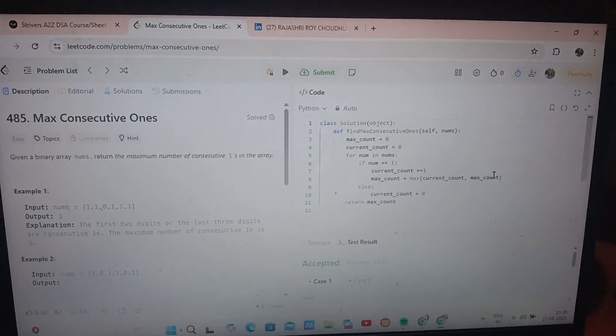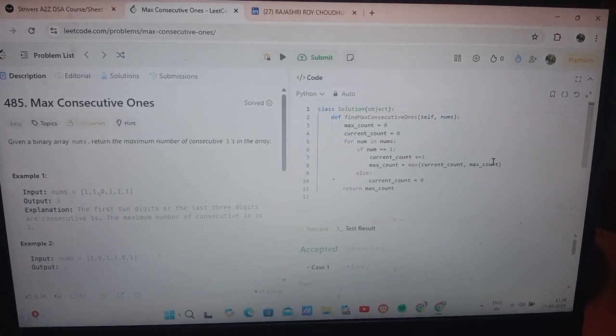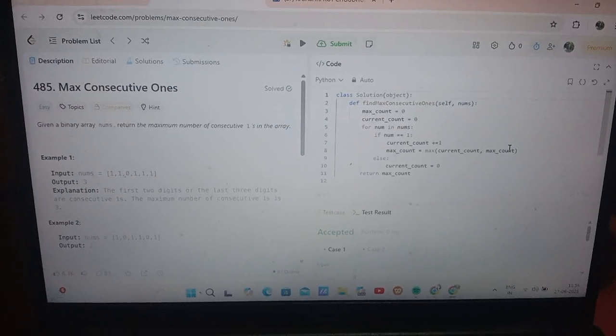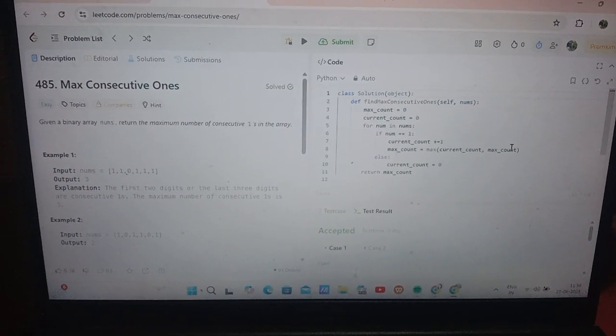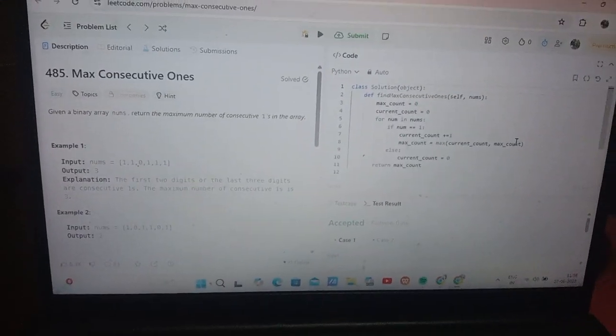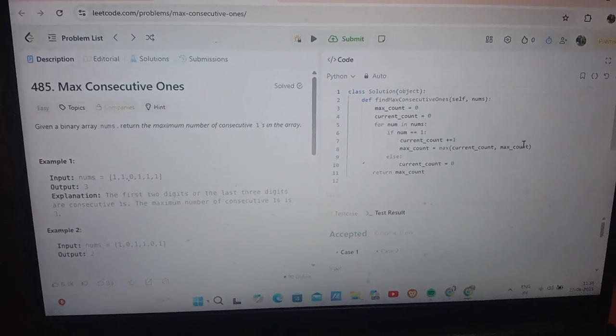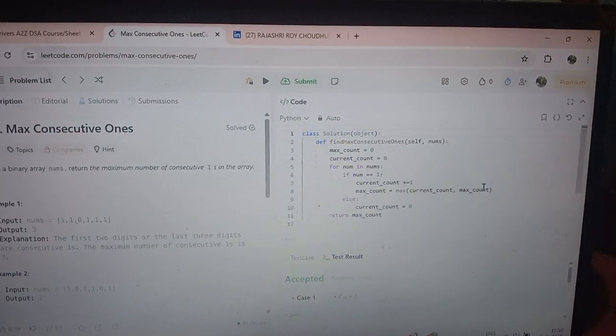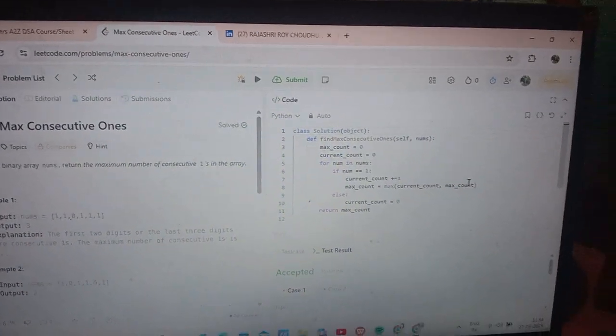So here starts the second week of Harshita ma'am's 15 days of coding challenge, and this is the first question, in which we have to find the maximum number of consecutive ones. Before jumping into the code, let us see the concept first.